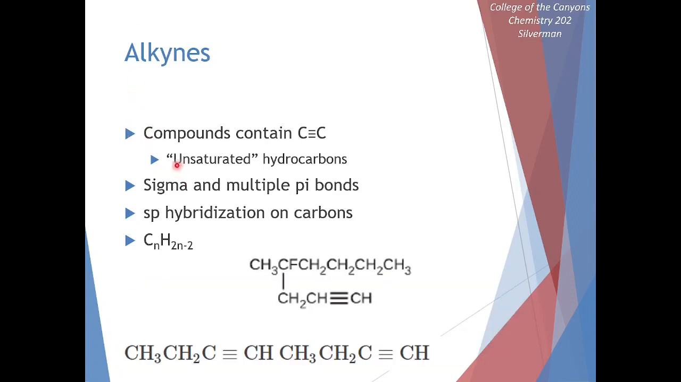Alkynes have at least one triple bond in our carbon chain. Another type of unsaturated hydrocarbon. We start to have multiple pi bonds as well as our sigma bonds. In order to accommodate our triple bonds, we need sp hybridization. And we can start to see that in some of these molecules. Notably, our geometry for sp hybridization is going to be 180 degrees. We have straight lines across our triple bonds.